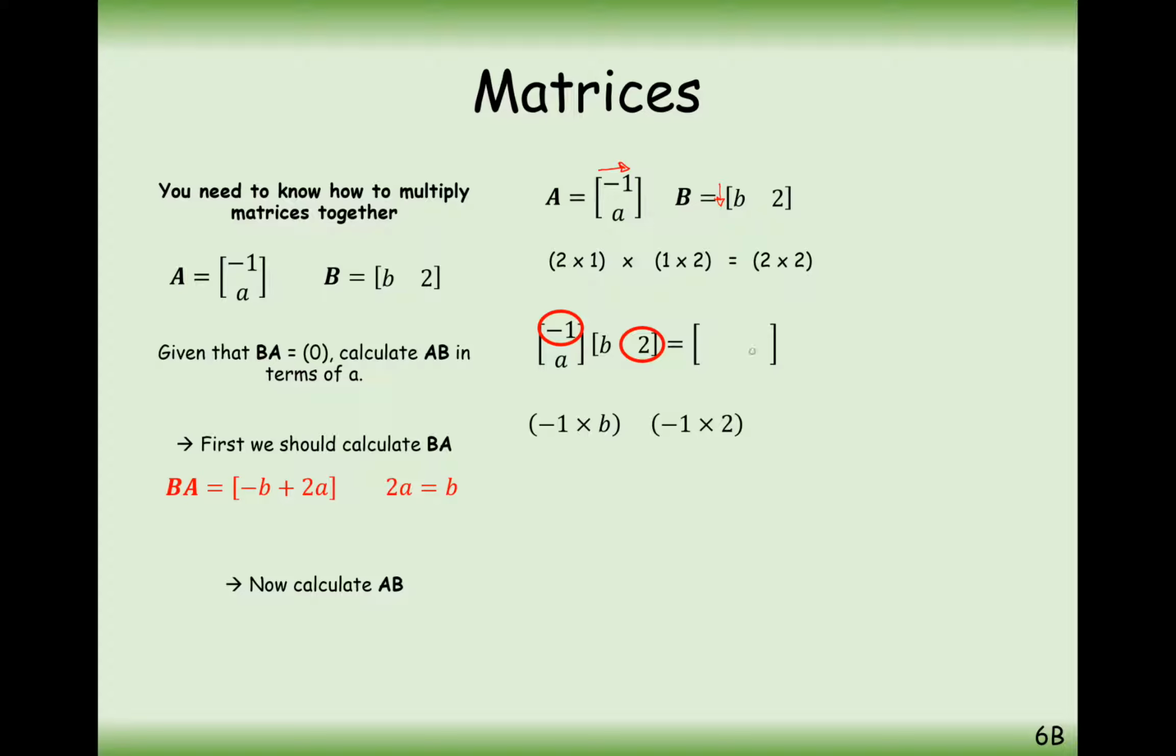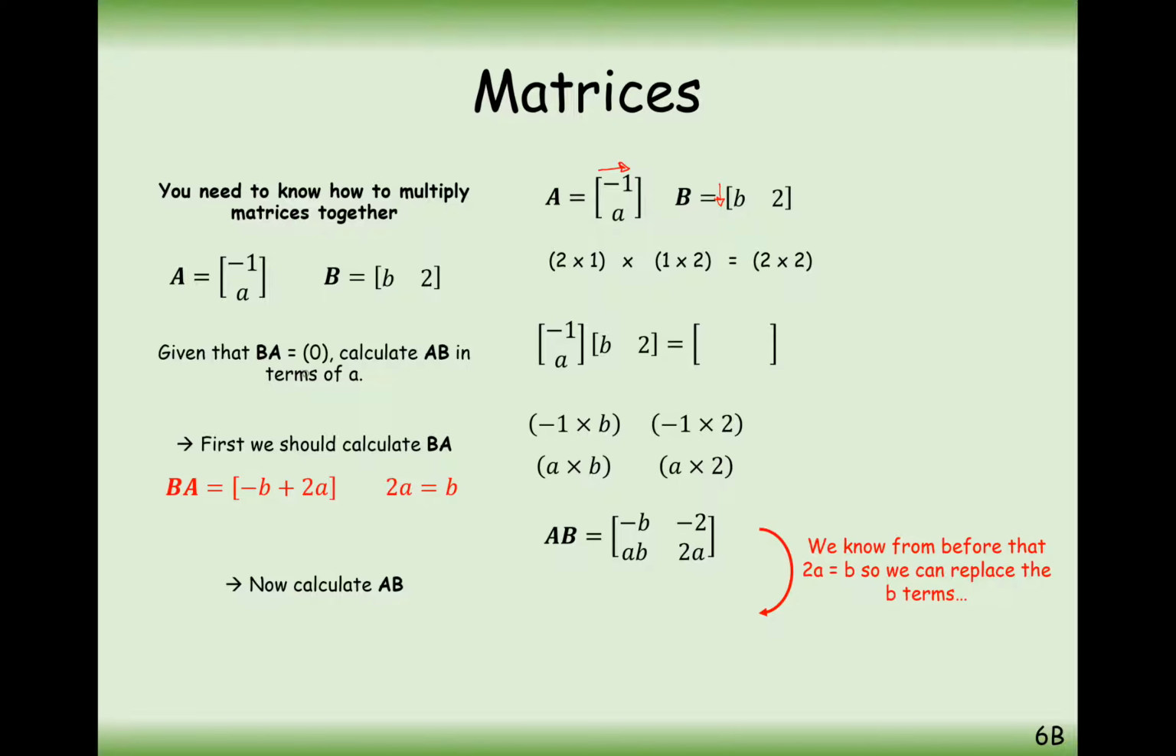Now for the second row, we go down a cell in the first matrix, and now we start to go across in the second matrix. It's A times B and A times 2. So calculate these values here, and we get minus B, minus 2, A B, and 2A. But it says only in terms of A, so if it says anywhere in terms of A, that means our answer can only have the letter A in it. It can have numbers in it, but it can only have the letter A.